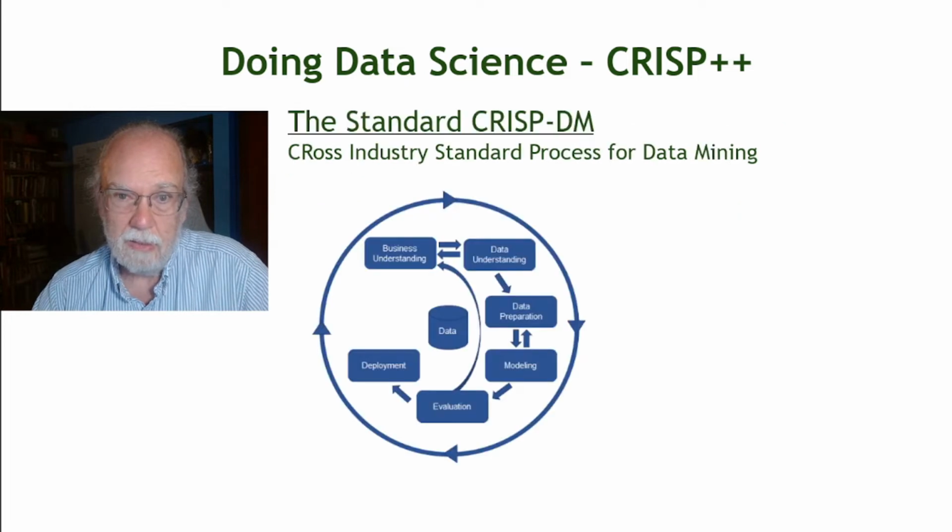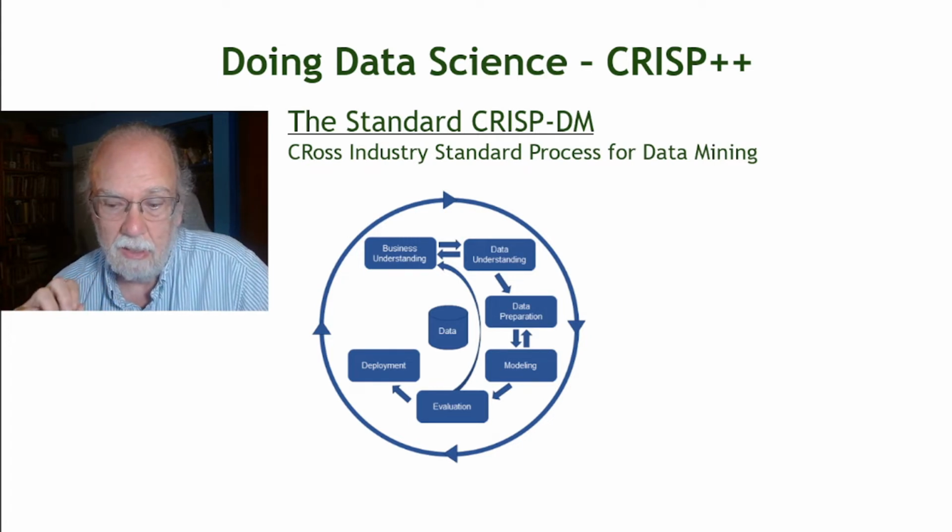What CRISP-DM is: cross-industry standard process for data mining. It takes a data mining data science project and breaks it down into chunks: understanding the business, understanding the data, preparing the data, doing the modeling, evaluating the modeling, and then deployment. And I want to keep these chunks, but I want to work with the interrelationships between the chunks.